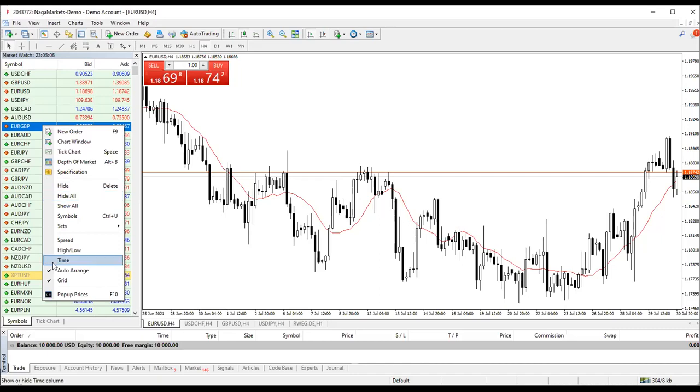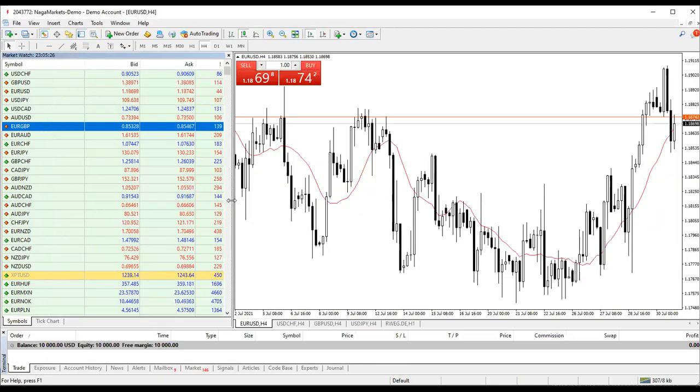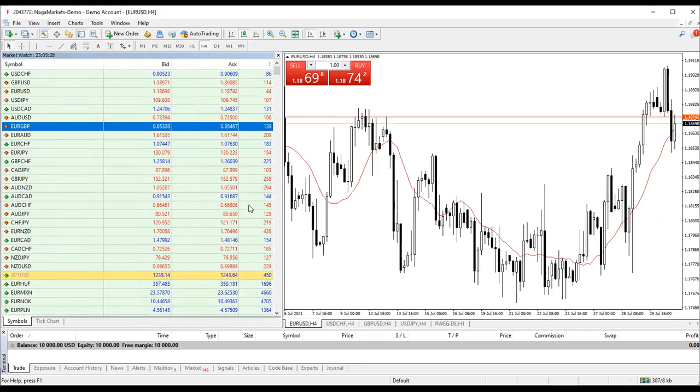Now, let me show you another thing. As you came here, you could see time, you could see spread, and you could see highs and lows. What does that mean? If you click on it, let me click on spread and you see what happens. What just happened? You could see that another column has been added. This is your spread.